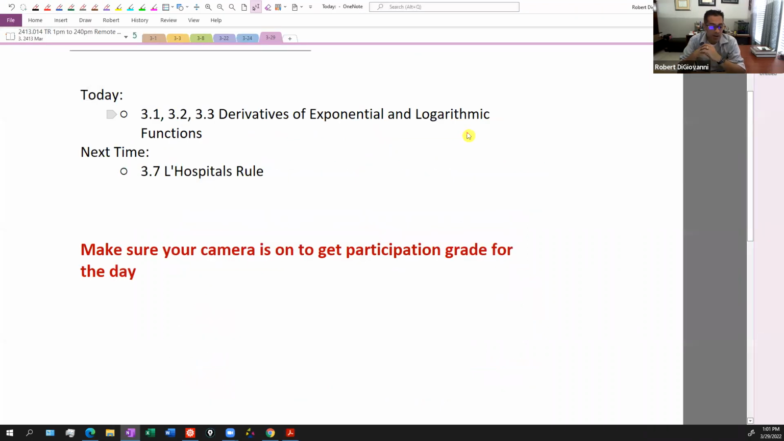Okay, so today we're going to get into chapter 3. We're going to breeze through 3.1 and 3.2, where we're going to review some of the things that we should know from college algebra about exponential and logarithmic functions. And then we're going to talk about the derivatives of exponential and logarithmic functions. So let's get into this.